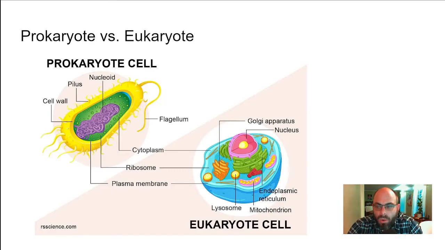The only organelle of note that they have are ribosomes. Other than that, they have nothing like that. And they have DNA, right? Because we talked about that. They have a cell membrane, they have DNA, they have cytoplasm. They just don't have a nucleus to put it in, right?